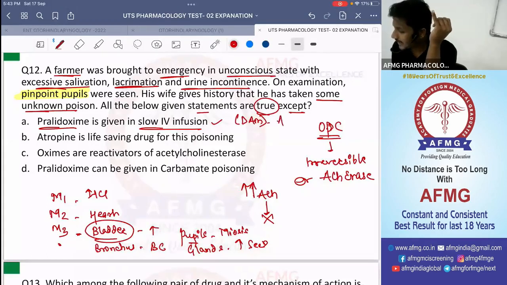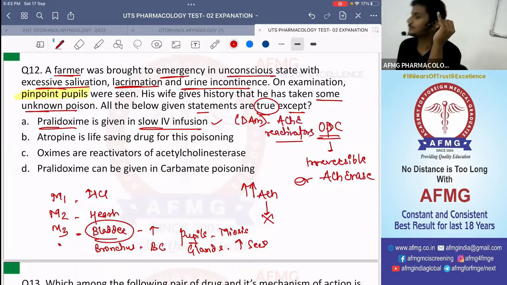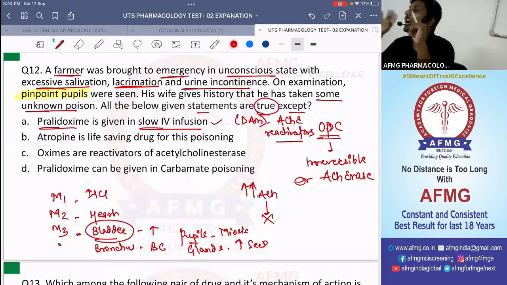These are acetylcholinesterase reactivators. These acetylcholinesterase reactivators are the most specific drug. They are not the drug of choice. Please remember. Though they are reactivating the acetylcholinesterase, they take some time to act, and therefore these reactivators like pralidoxime or diacetyl monoxime are not the drug of choice because they are not the life-saving drugs in cases of OPC poisoning. Therefore they are the most specific drug only.